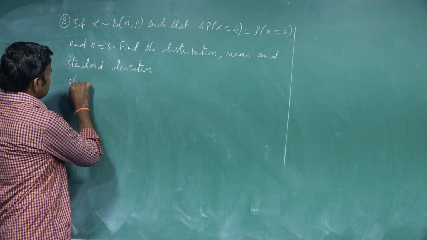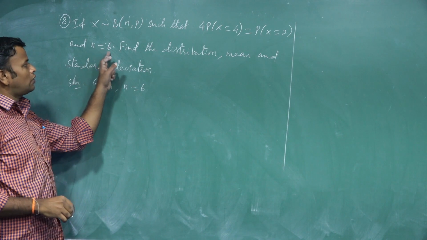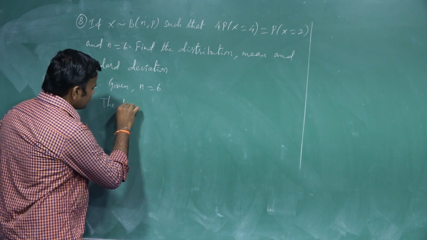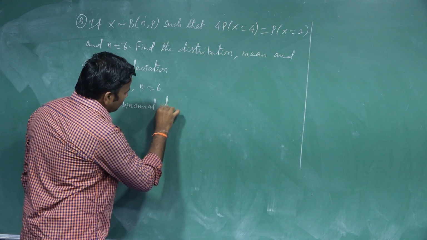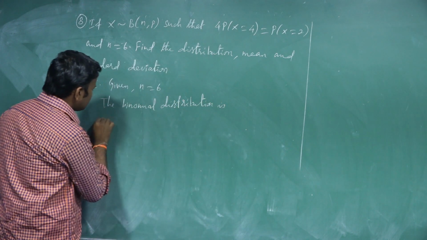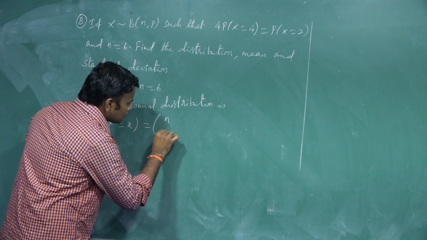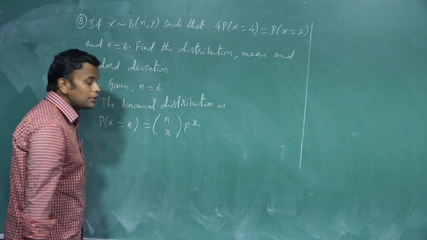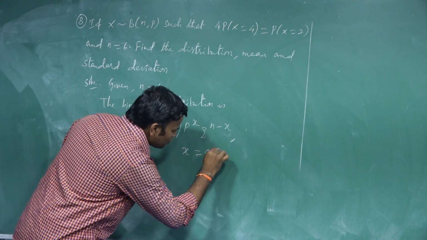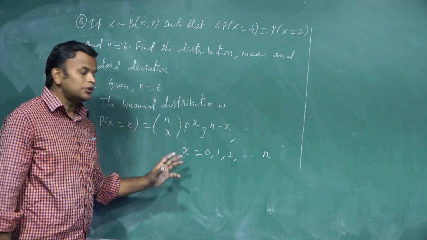So first, we use the given data. Here the value of n is given directly as 6. X follows a binomial distribution, so we write the formula. The binomial distribution formula is P of capital X equals small x equals nCx p power x and q power n minus x. The value of x starts from 1, 2, 3, etc., up to n. So first we write the formula.